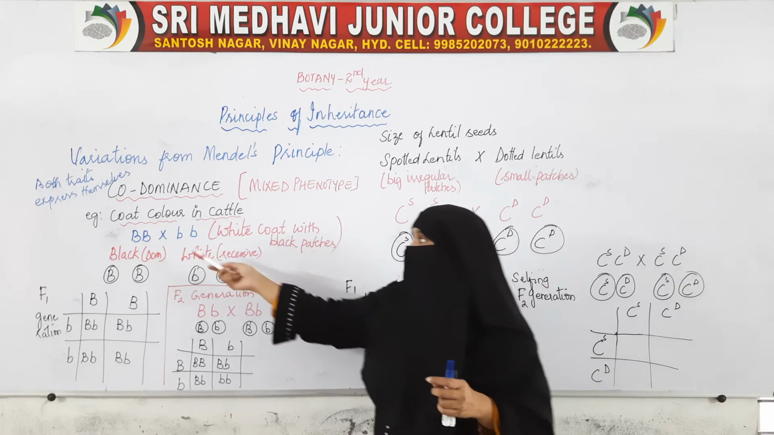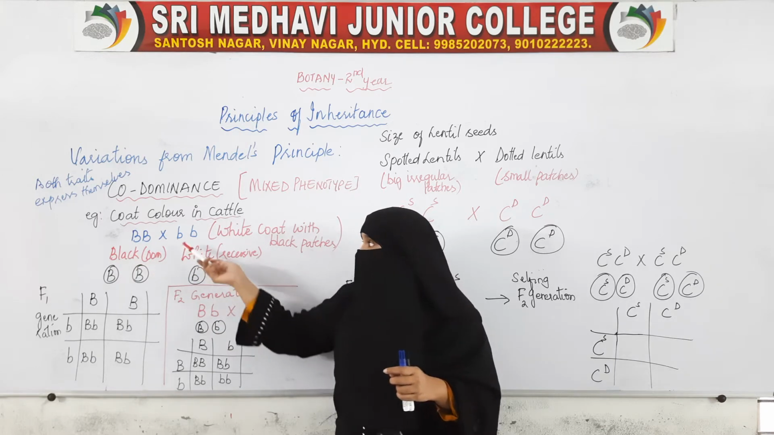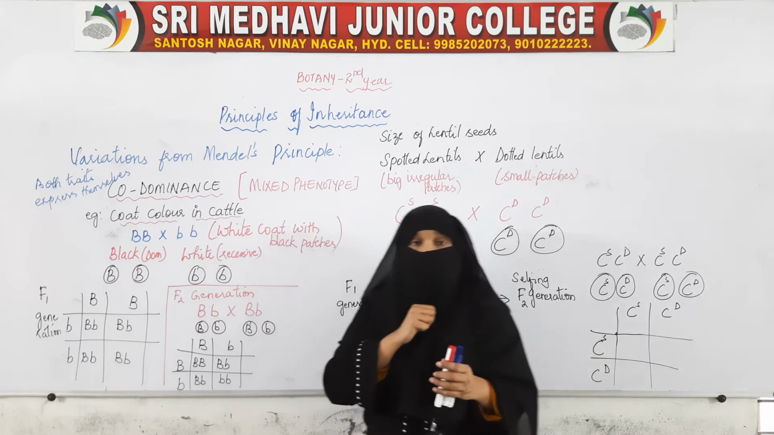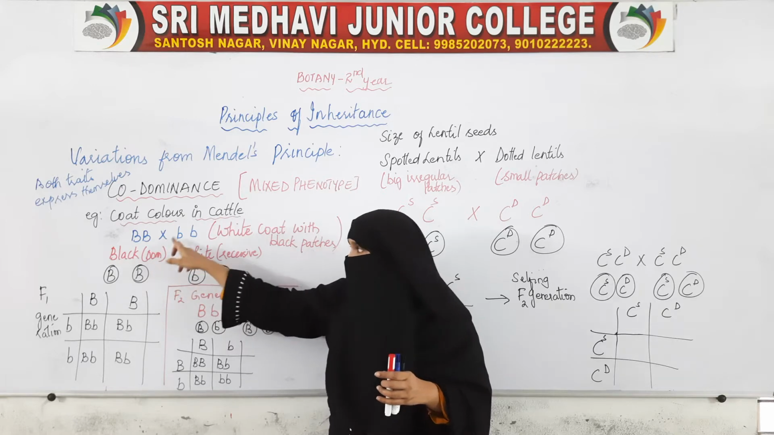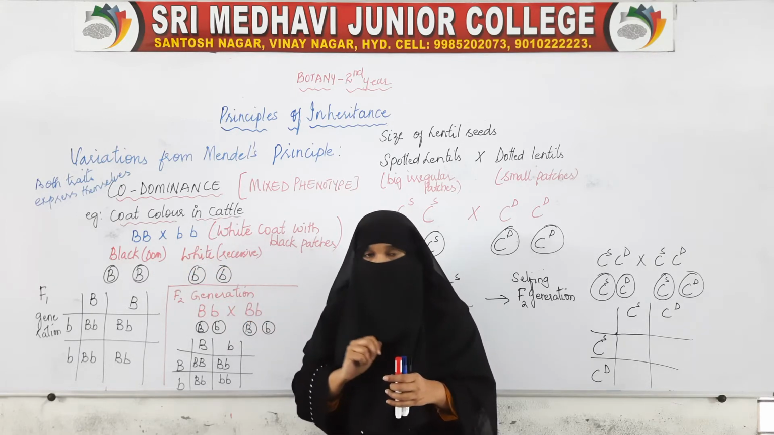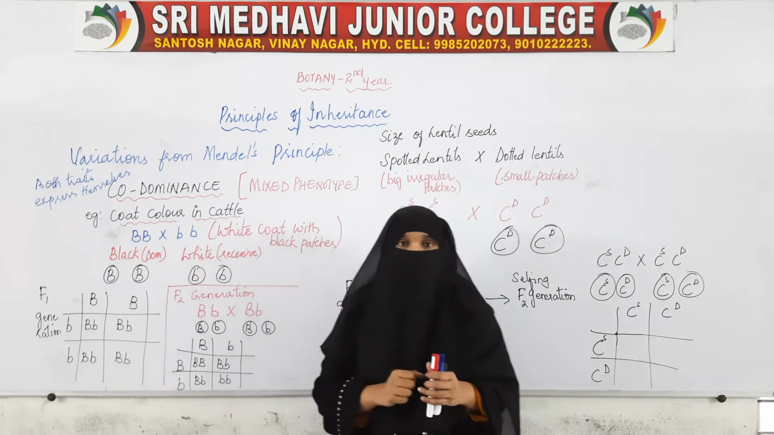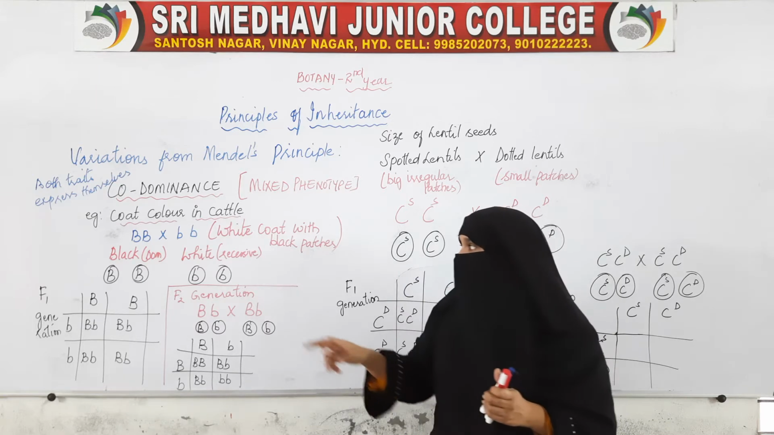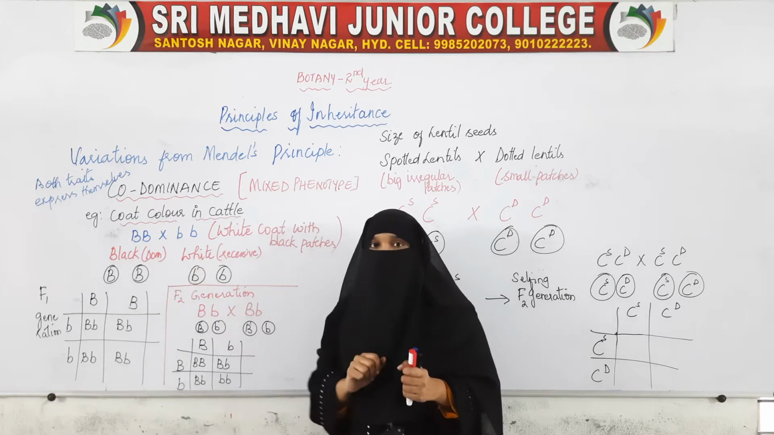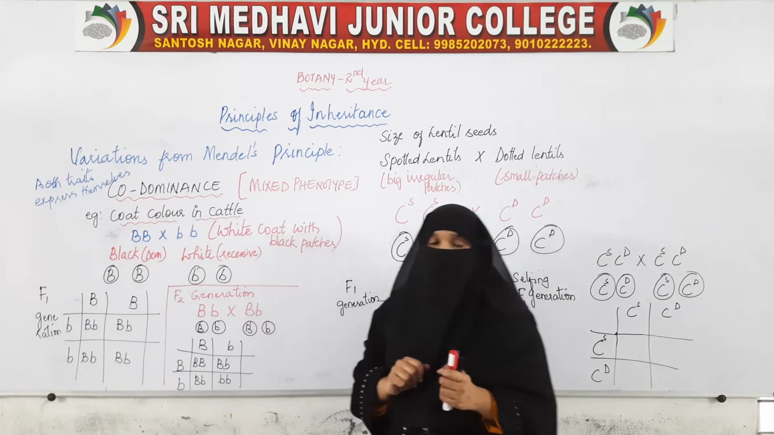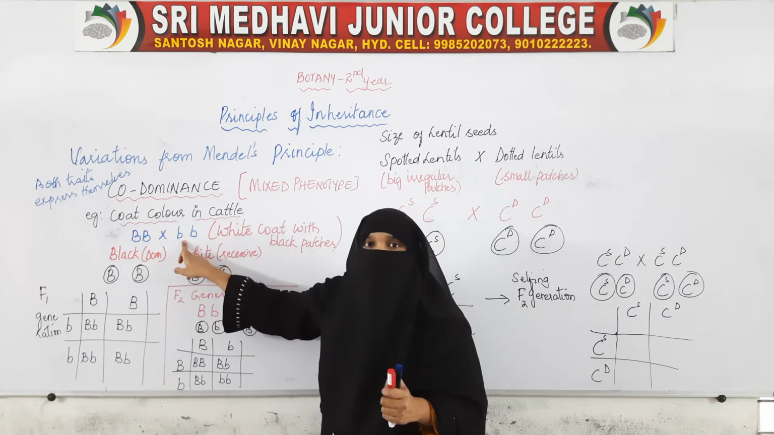In cattle we find black color as well as white color. We have crossed two cattle, one having a black coat and another having a white coat. Usually black is the dominant one and white is the recessive one. So a cattle with black color is crossed with a cattle with white color.